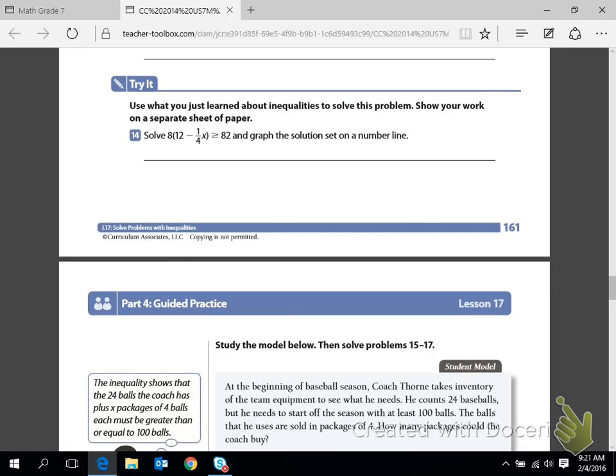So we would start with the distributive property. 8 times 12 is going to give us 96. And 8 times negative 1/4 x is going to give us negative 2x. And that's going to be greater than or equal to 82. So now we will remove the 96 by subtracting our constant. We'll subtract it on both sides, which leaves us with negative 2x is greater than or equal to negative 14.